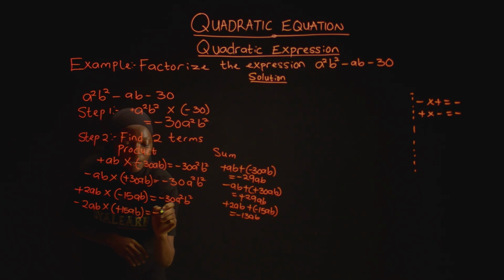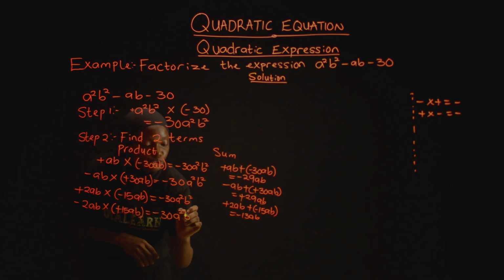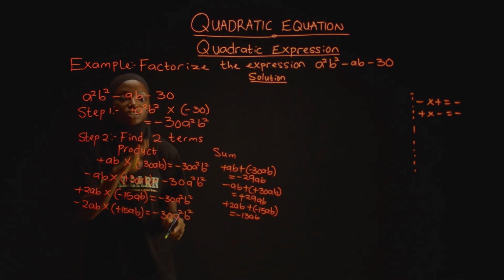Minus times plus, there you have minus. 15 times 2, we have 30. AB times AB, A times A, you have A raised to the power of 2. B times B, you have B raised to the power of 2. So we have minus 30A squared B squared, which is the product.